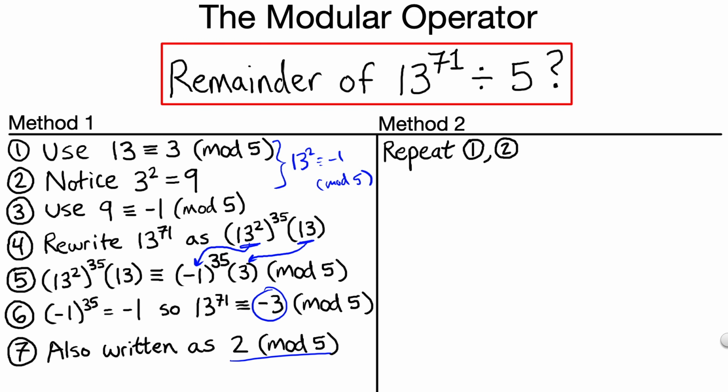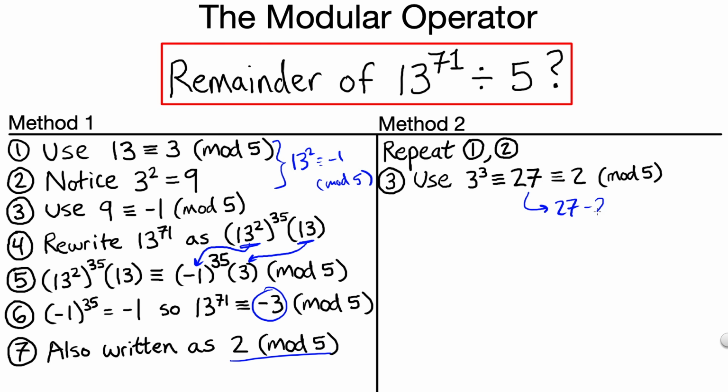Another example is very similar. Repeat steps 1 and 2. As a third step, let's cube 3 instead of square it. This gives us 3 cubed, which is equal to 27, which is equivalent to 2 mod 5. Notice that I can take away a multiple of 5, 25, from 27, which just gives us 2 left over. That is to say, this step tells us that 13 cubed is equivalent to 2 mod 5.